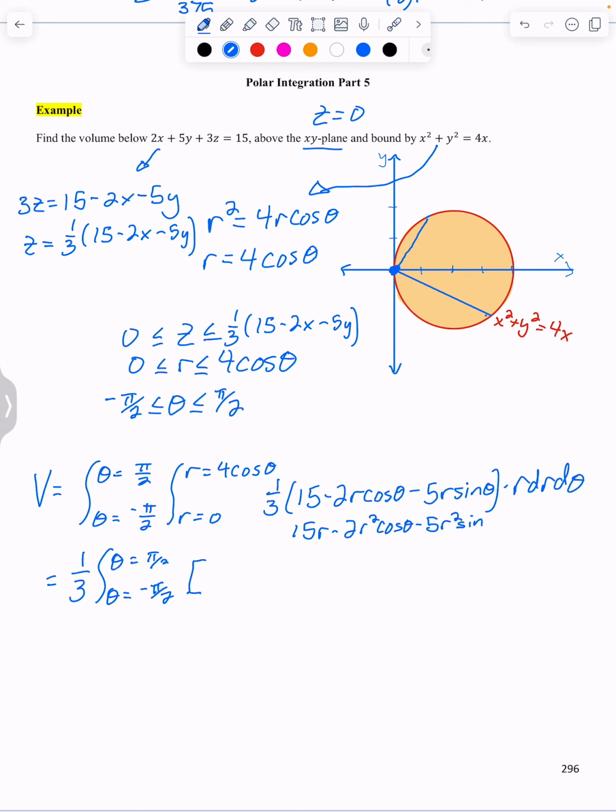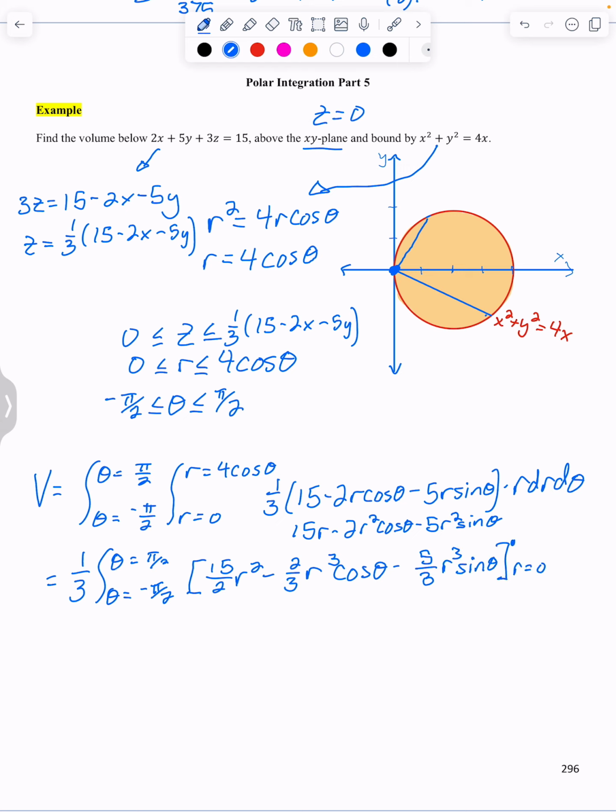I'm going to just put it right here to be lazy. You can do that same thing, just keep it compact. I go up by 1, so I get 15 over 2 r squared, minus 2/3 r cubed cosine theta, minus, same rule here, 5/3 r cubed sine theta. And then we run our r's, r from 0 to 4 cosine theta, and then d theta. You can see that this is going to get pretty nasty pretty quick. That's why I'm going to use a calculator, so I'm going to set this up that way I know exactly what to plug in.